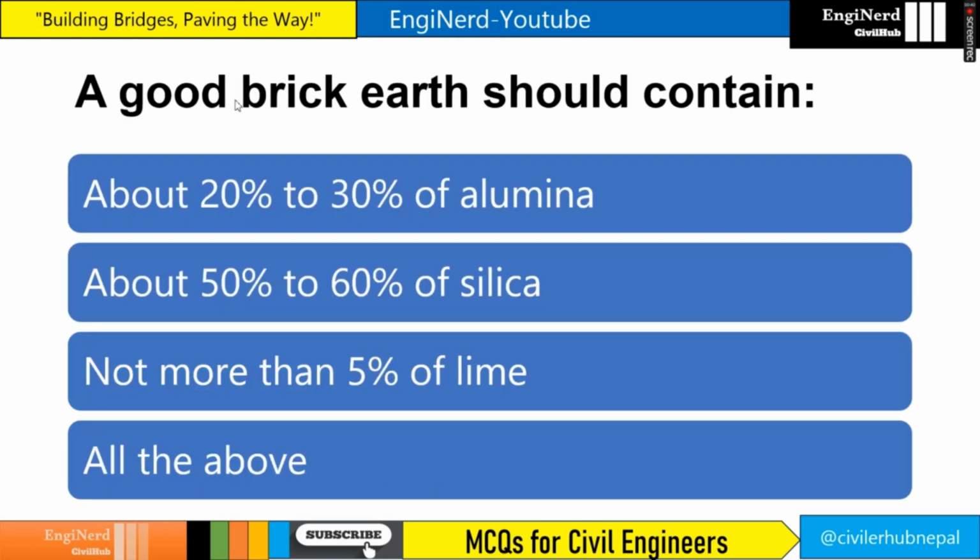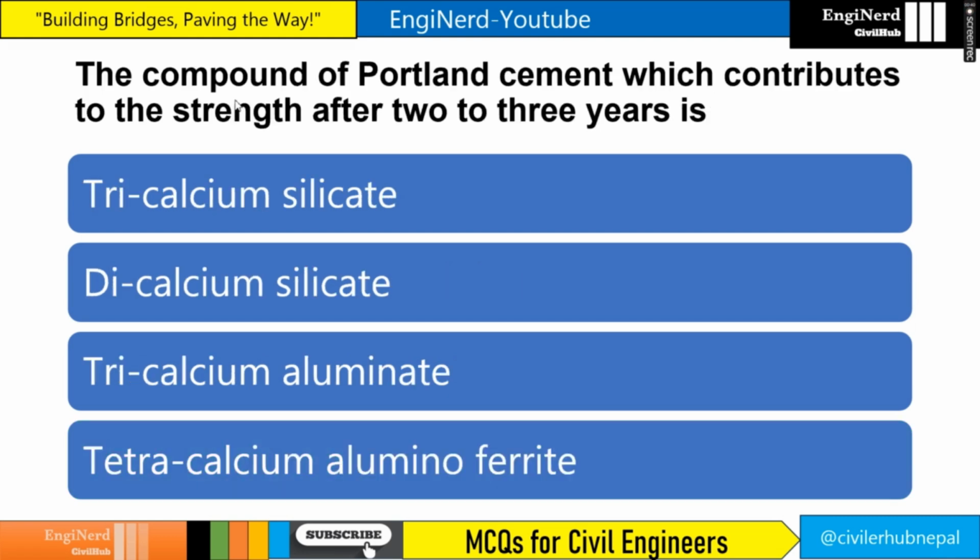A good brick earth should contain about 20-30% of alumina, about 50-60% of silica, and not more than 5% of lime. All of the above. So the answer is all of the above. And alumina is the main constituent of the good brick earth, right?